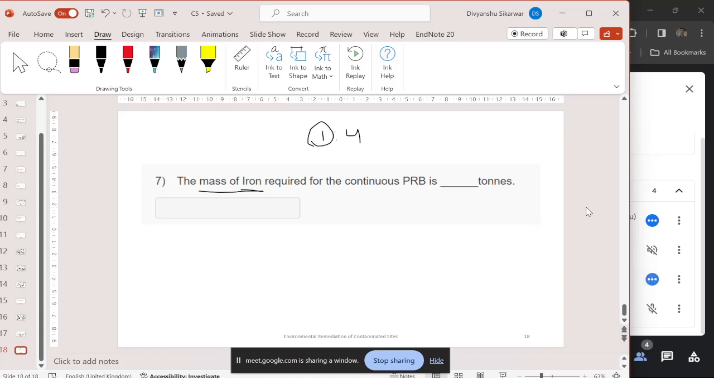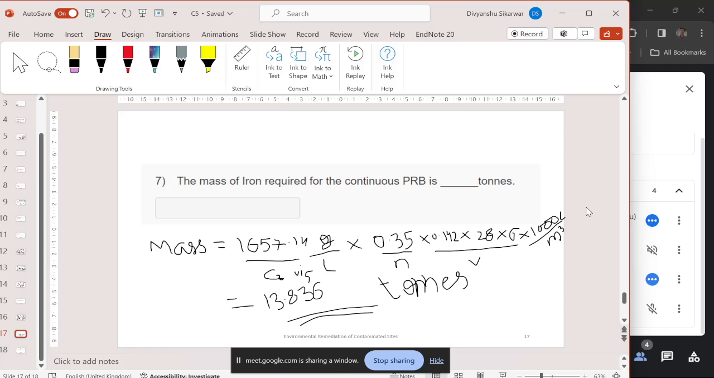It is 14 tons. How much? 14 tons. Yes. Yeah, around 14 tons, 13.836 tons.